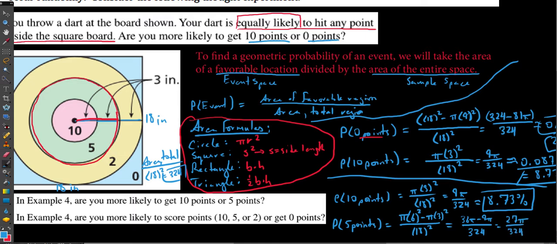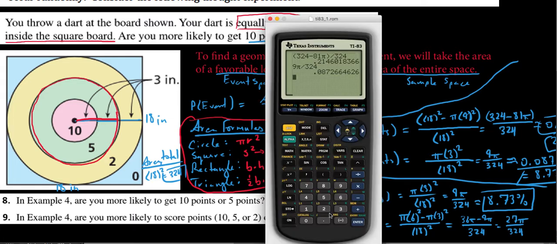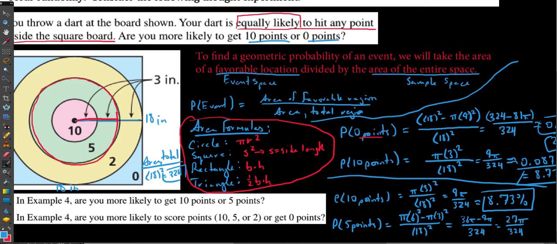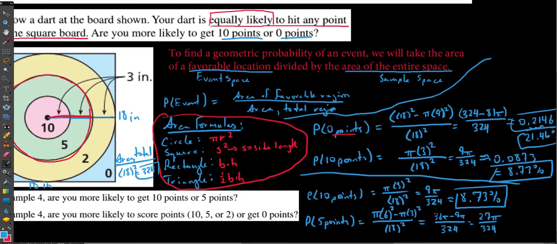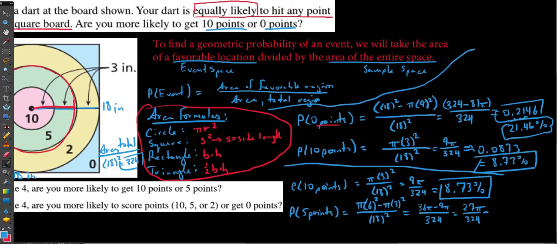So already we can tell that this is bigger than 9 pi over 324, but let's go ahead and get a value here. We want to know, what is this as a decimal? So 27 pi divided by 324, we would get 0.2618-ish, which is about a 26.18% chance. So to draw a conclusion here, what are we more likely to hit, the 10 or the 5-point region? We're more likely to hit the 5-point region than we are the 10-point region.